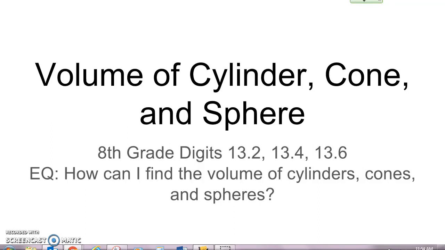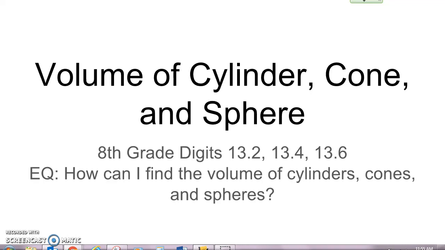So, when we did this unit a couple months ago, we learned about prisms and pyramids. And so in this unit, the 8th grade standards cover curved 3D shapes. So cylinder, cone, and sphere. In your table of contents, today we're going to talk about the volume of cylinder, cone, and sphere.